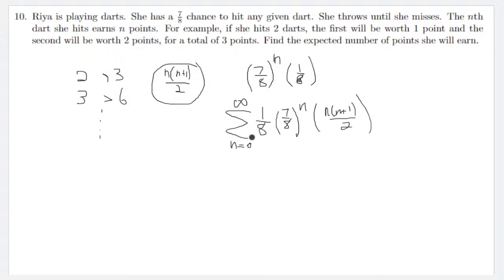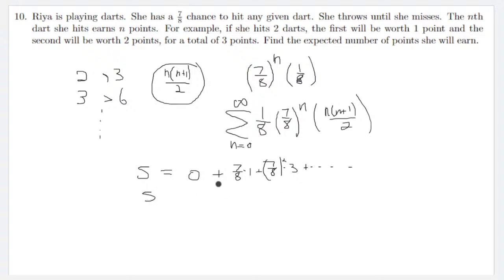Well, how can we do this? Let's take out the 1/8 first. We'll add it back at the end. Let's write out some terms. So the first term is 0. This is our sum. And then the next term, she hits 1, so it occurs with 7/8 chance, and she scores 1 point. Next one, she hits 2 darts. She scores 3 points. And so on and so forth.